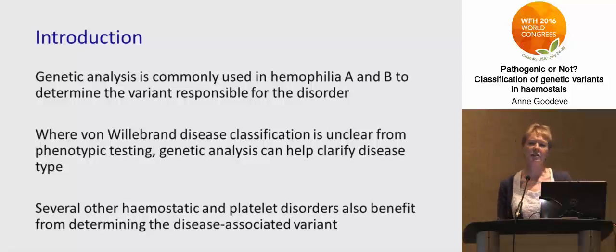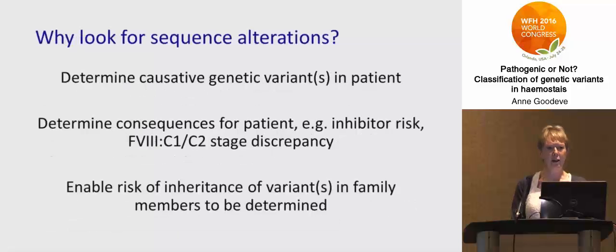So genetic analysis is commonly used for Hemophilia A and B to determine the variant responsible for the disorder. For von Willebrand disease, we may have some reasonably good phenotypic classification to help us understand the disease type, but where that's not the case, genetic analysis can help to clarify the disease type. And we can also apply genetic analysis to a number of other hemostatic and platelet disorders that will benefit from understanding the variant, or variants, responsible for the disorder in that individual.